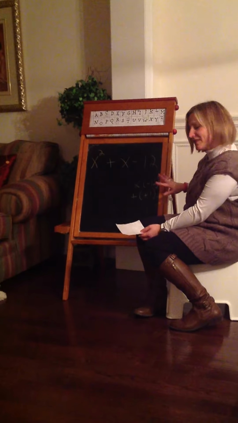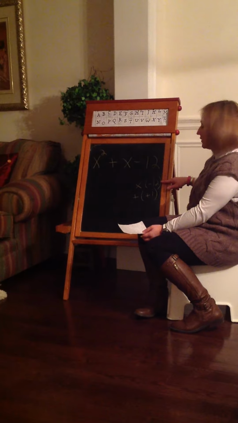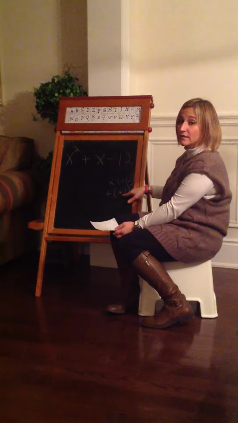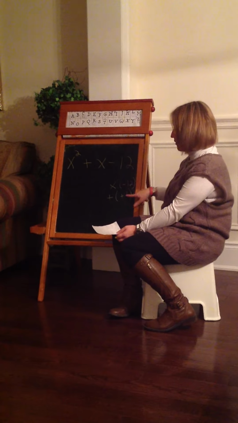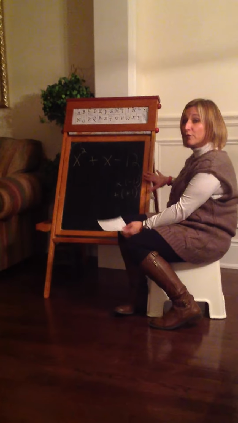Don't panic so much about the signs. Just think about all the combinations of numbers that multiply to give you 12. So 6 times 2. But is 6 and 2 ever going to add up to give you 1? No. How about 1 and 12? Somehow, will they ever add up to give you 1? No. What about 4 and 3? 4 and 3 could work.